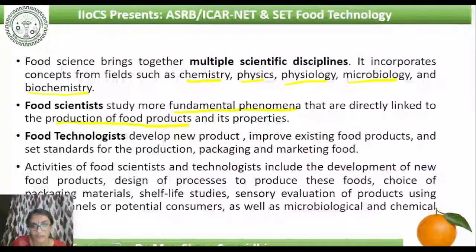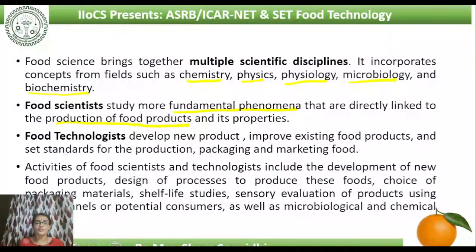Let me give an example. The non-enzymatic reaction, which is called Maillard's reaction, right? That is usually seen in baked foods. If you take a bread, the outer layer of the bread will be brown in color. Why is it? That is because of the non-enzymatic browning, which happens between reducing sugars, the carbohydrates, and the amino acids. No involvement of enzymes, right?